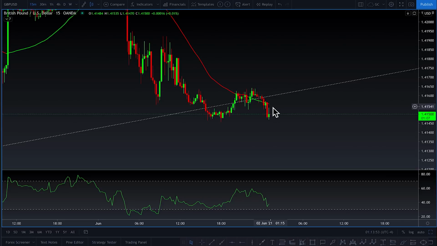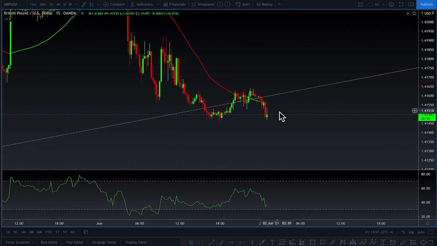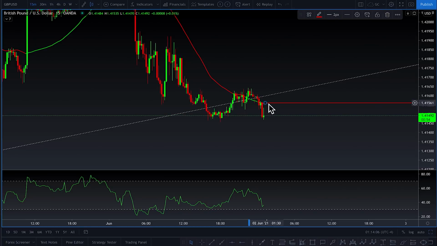Also, look at the 15-minute chart. Price is underneath the 15. Everything is coming together. Now, also it's breaking that. You can see it clearly breaking the trend line now. Now, if you want to know how I use the 50 moving average and how I get it to change colors, then watch my 50 moving average video.